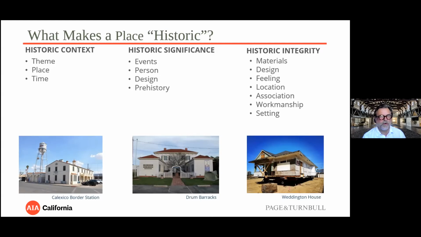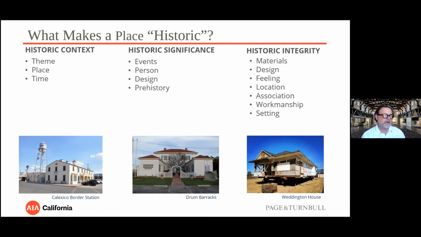Association has to do more with the events and the people, but also design. Can you feel that link to that event or person? Workmanship or craftsmanship is the effort that goes into manufacturing all the pieces and assembling them into a building. And then the last is setting. Is the building still in a physical environment or site that helps you understand its historic significance?